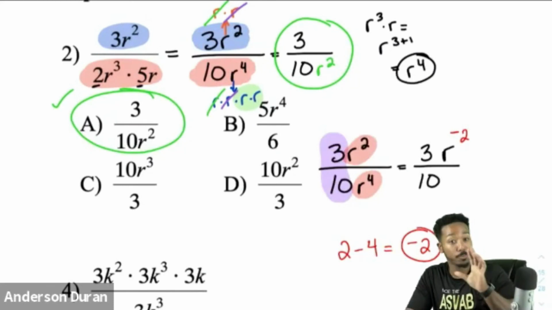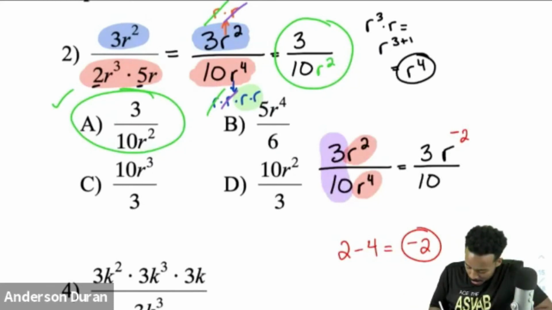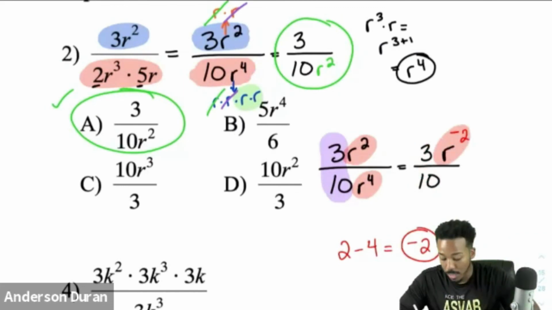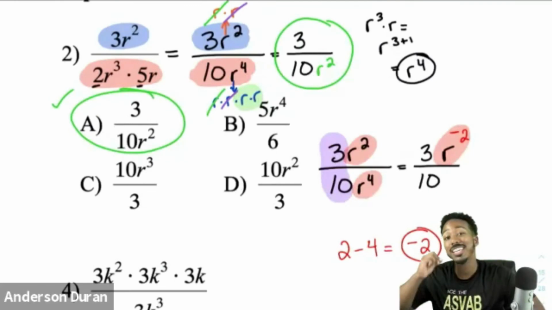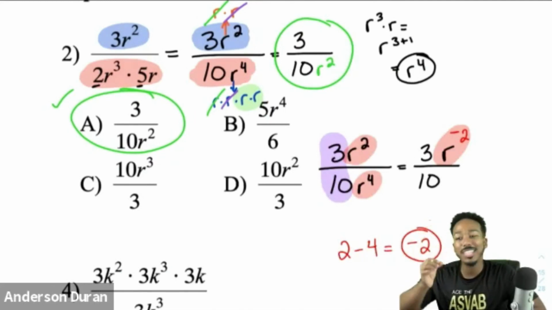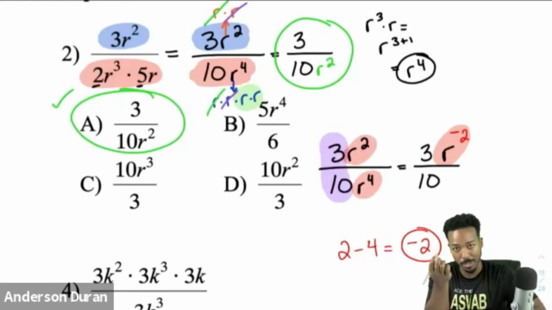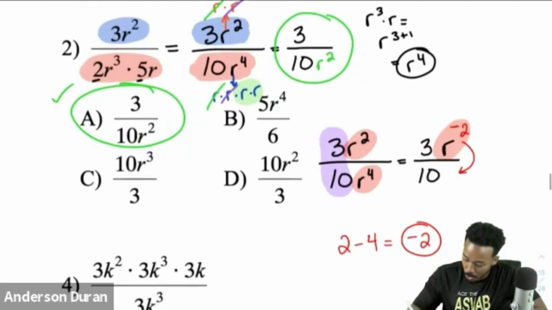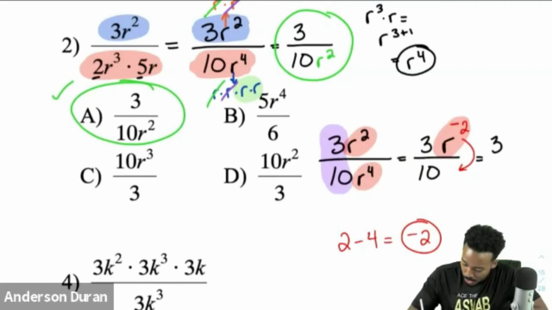And so let me be very specific here. It is this, only this. Because notice, the negative 2 is not on the 3. The negative 2 is not on the 10. The negative 2 is only on the R. So it's only the R to the negative 2 that's going to flip down to the bottom. Does that make sense, everybody? It is only the piece that is a negative exponent that gets flipped, not the whole thing, just the negative piece. And that's why this moves down here to create the correct answer of 3 over 10r to the power of 2.